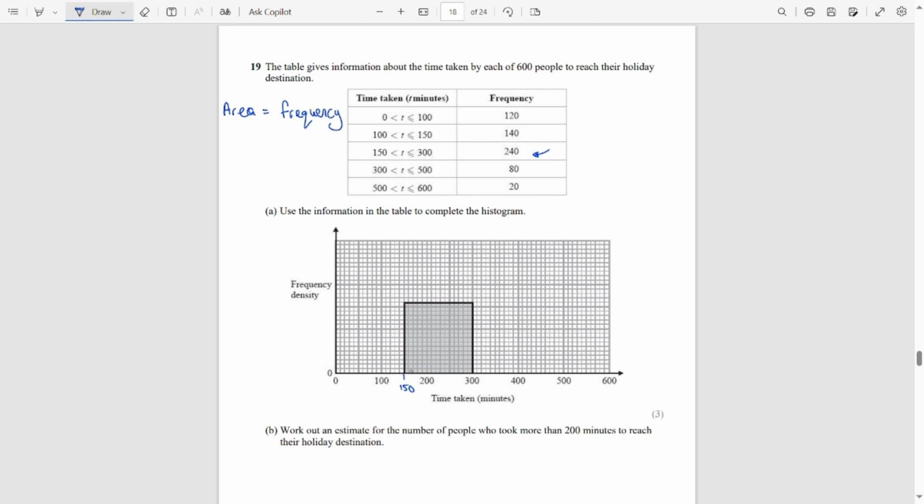So here the area of the bar, well, the width is the class width. The width of this bar between 150 and 300 is 150. The height, I do not know. That's the thing I want to work out, but I know that the area of the bar should be equal to 240. So base times height must be equal to 240. If we do 240 and divide by the width, which is 150, then that should give me the height, which is 1.6. So this height here needs to represent 1.6 on my graph.